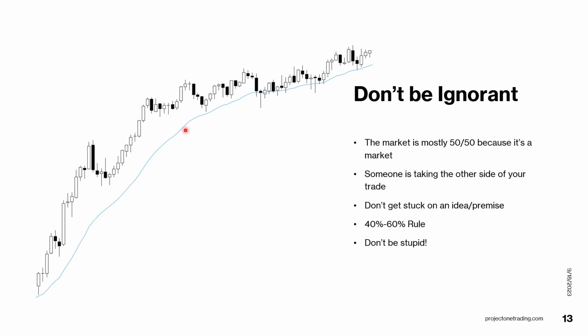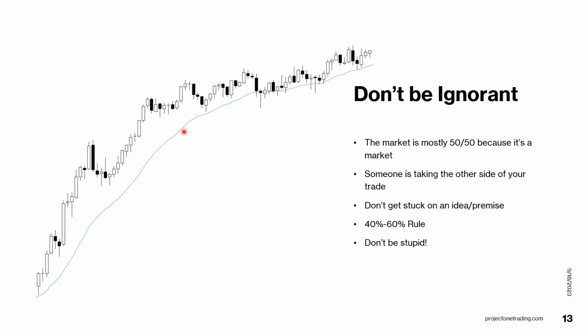Don't be ignorant. Don't be stupid. This is pretty self-explanatory. But the market is mostly 50-50 because it's a market. When you take a trade, someone's taking the other side of your trade, and that's what makes the market 50-50. Someone just as smart as you thinks they can make money doing the opposite of you.